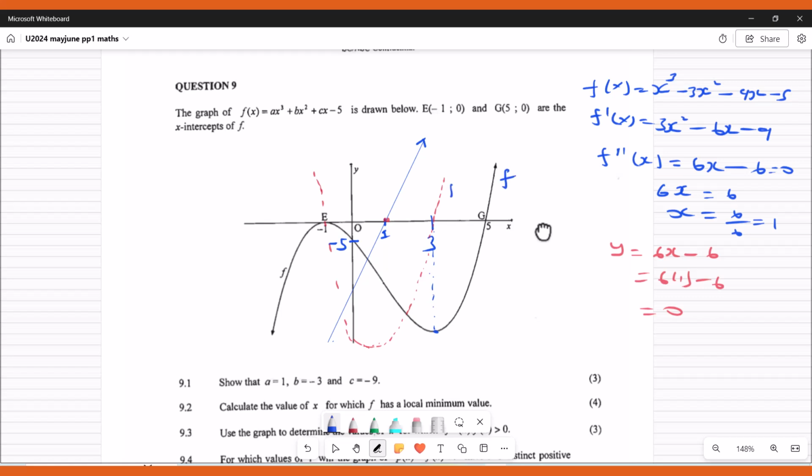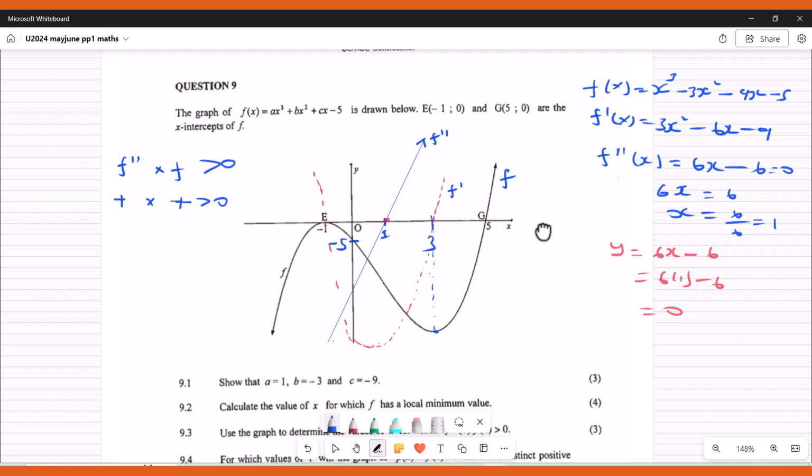This is my first derivative, and this is my second derivative here. The question asks which x values make f(x) times f''(x) bigger than 0. That happens when both of them are positive, because a positive times a positive is bigger than 0. So where are they positive?